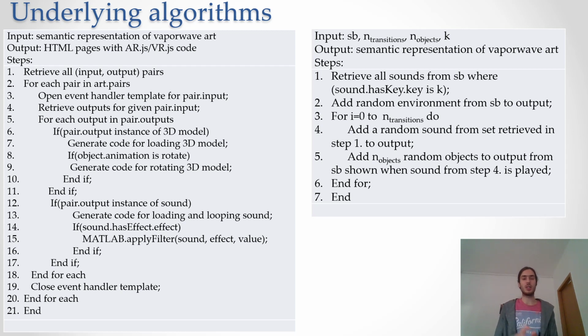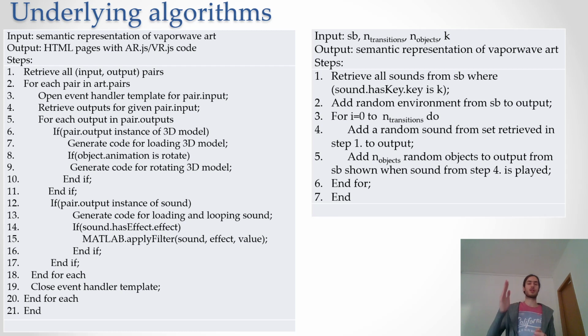On the other side, we have a randomization algorithm that generates Vaporwave art randomly, leveraging the knowledge stored within the semantic knowledge base. However, there are several constraints that are given by the user himself: the number of transitions, the number of objects within each transition, and the desired song key, to ensure that the generated track will be musically correct. The output is a semantic representation of vaporwave art.